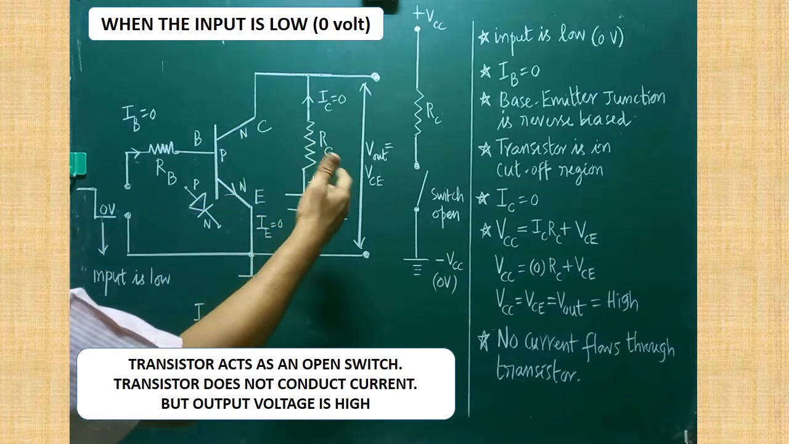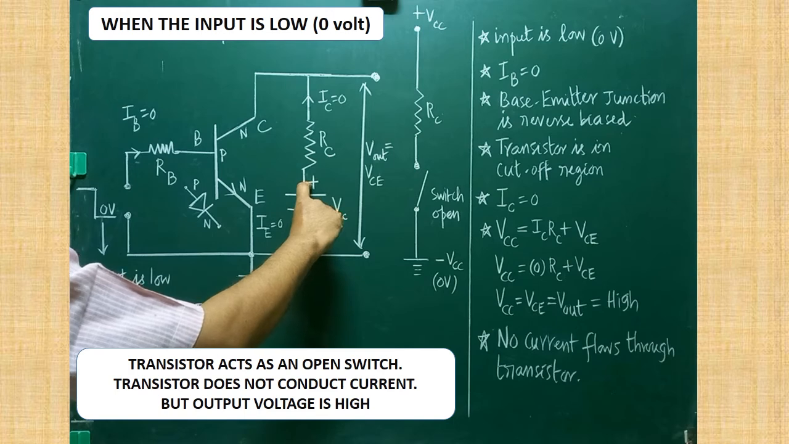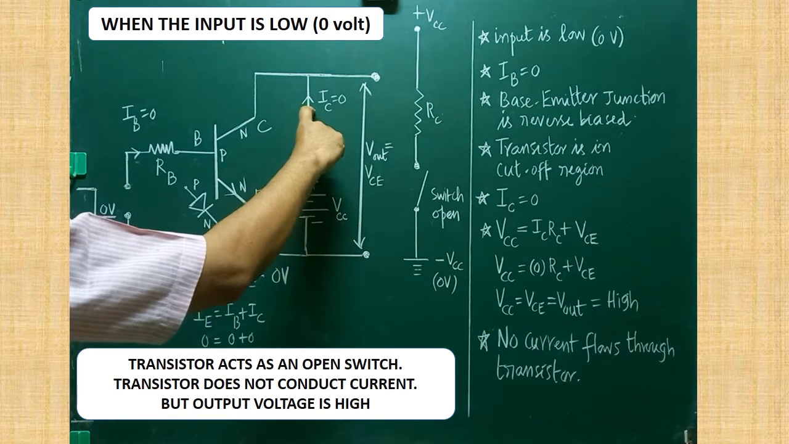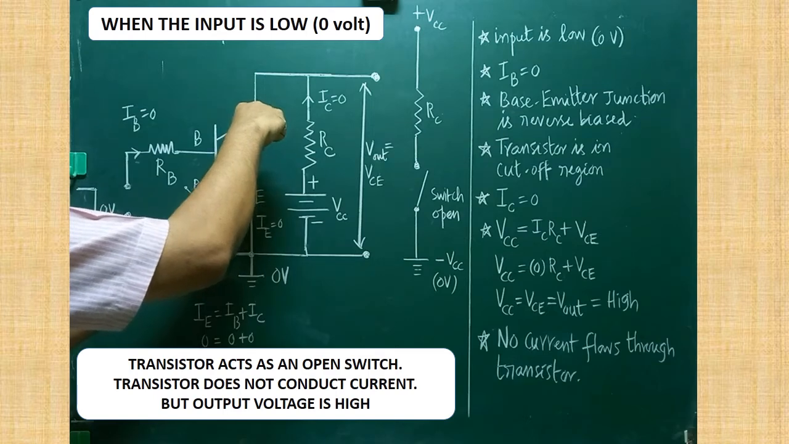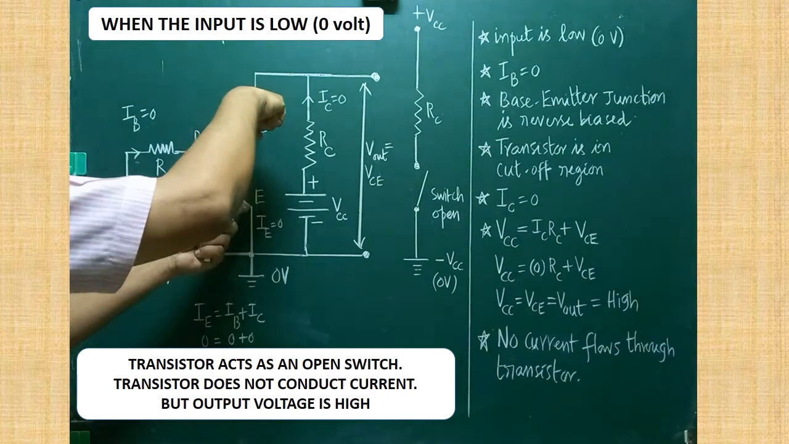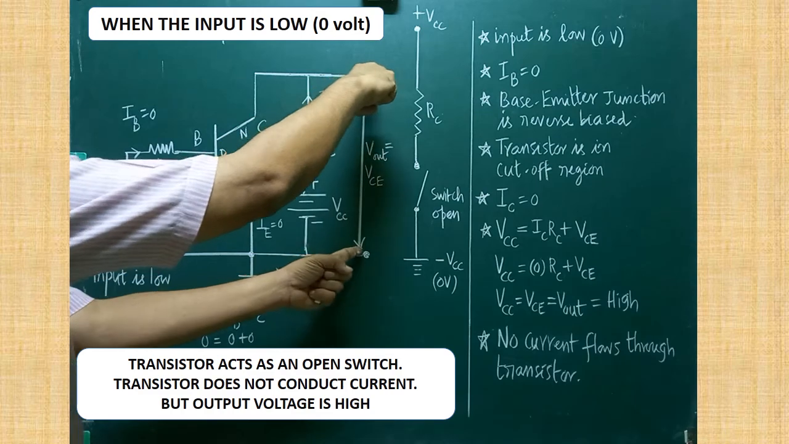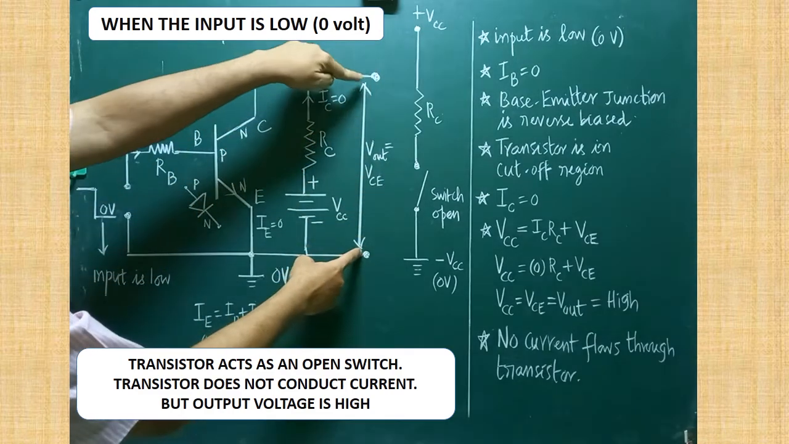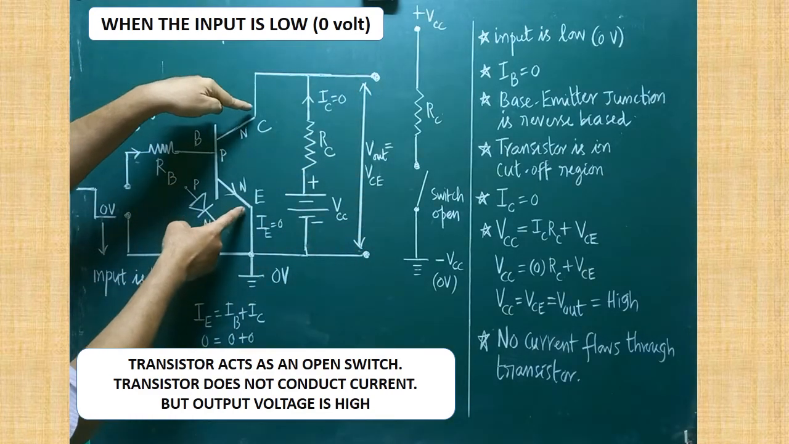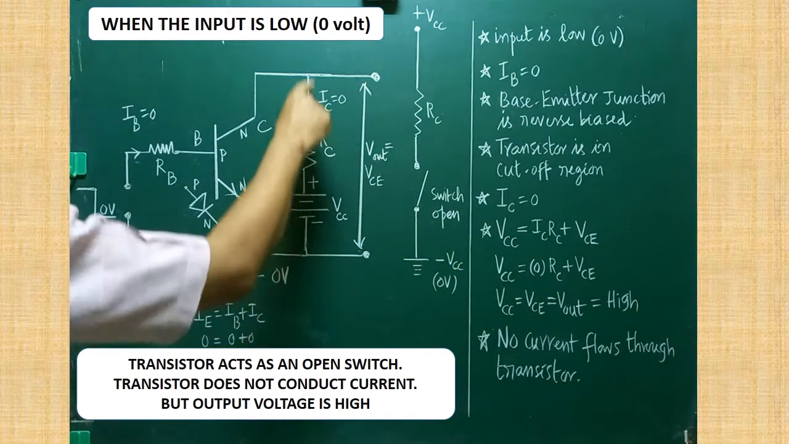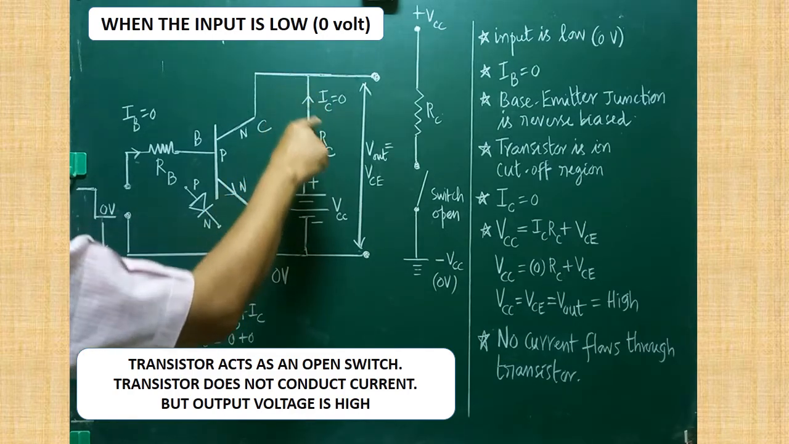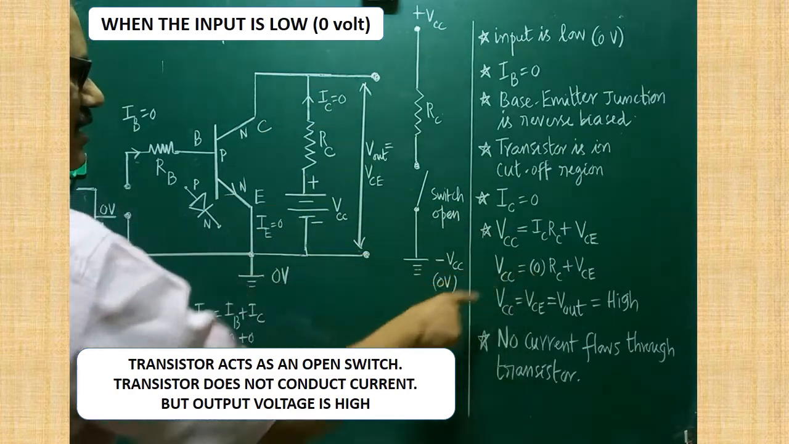Already we have learned the same formula in various contexts. VCC is equal to IC into RC plus voltage across VCE. That voltage across VCE is nothing but the output, Vout. Vout is nothing but voltage across VCE. Are you clear? So look at the formula. Which one is 0 here? Through the collector, current is 0. Therefore, IC can be written as 0.